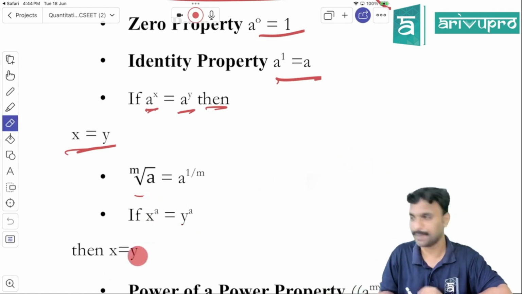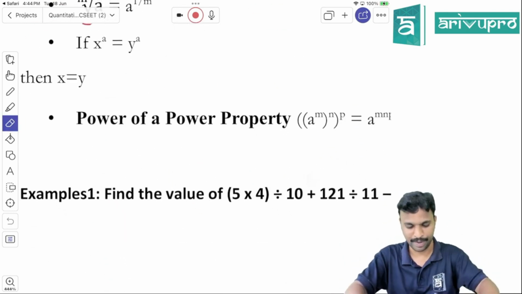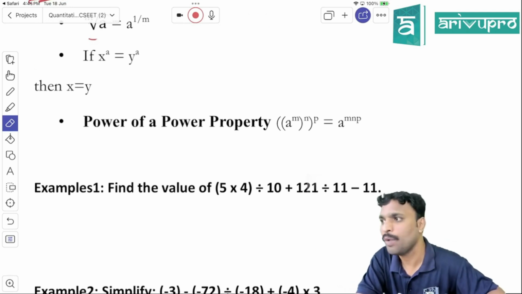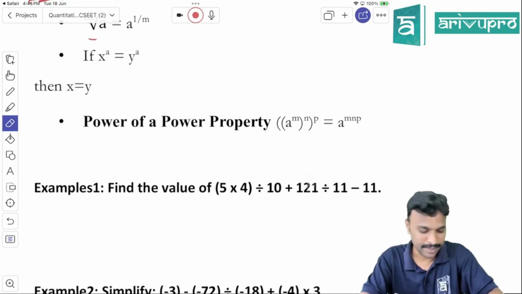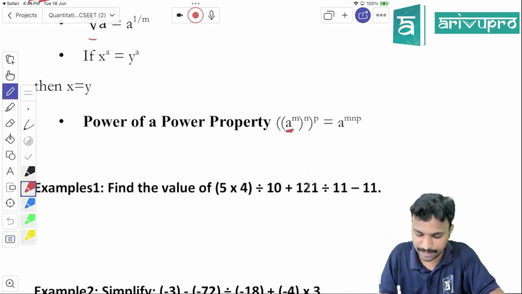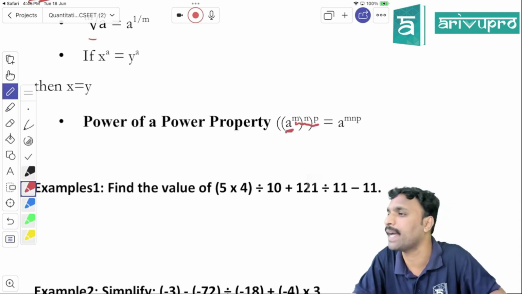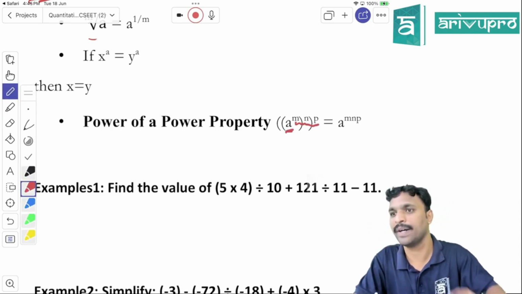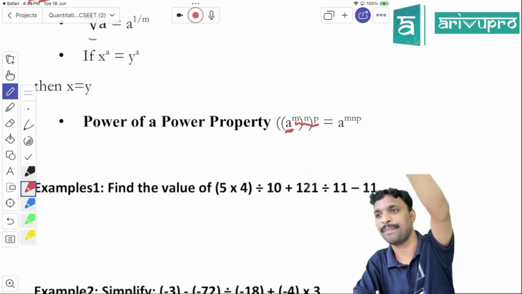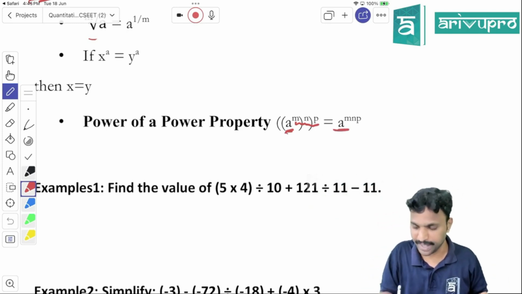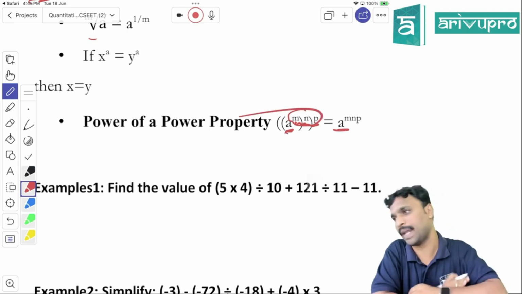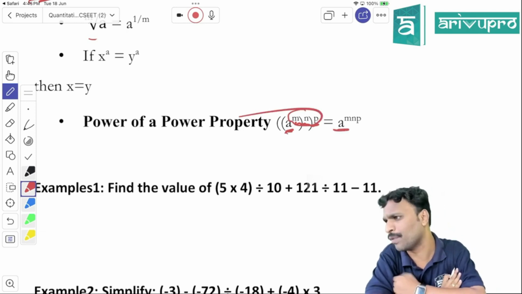indices or exponents. Now, power of powers property. Now, what happens to power of powers? See, except the base, all the powers will get multiplied. A power m in power n power p. Except the base, which will remain the same, all the powers will get multiplied. Do you want me to prove this?